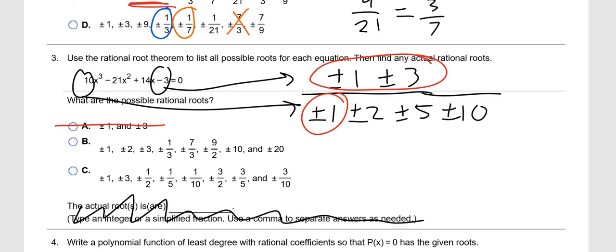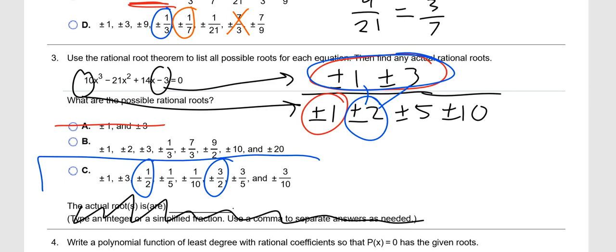Okay. So now I'm doing plus minus 1, plus minus 3 over plus minus 2. That would give me 1/2 and 3/2. The only one that has 1/2 and 3/2 in it is letter C. Yes, you can go further. You can take them and divide by the 5 and get 1/5 and 3/5. Then you do 1/10 and 3/10. And yes, they're all in letter C. But as soon as you start to see that this one doesn't have that one, then you can get rid of it as an option.